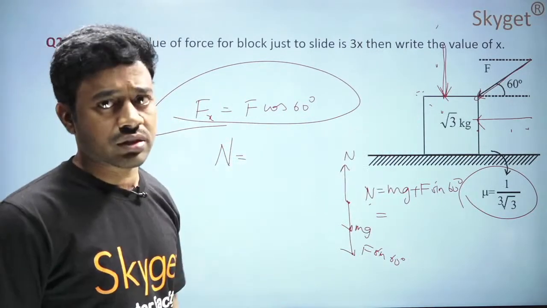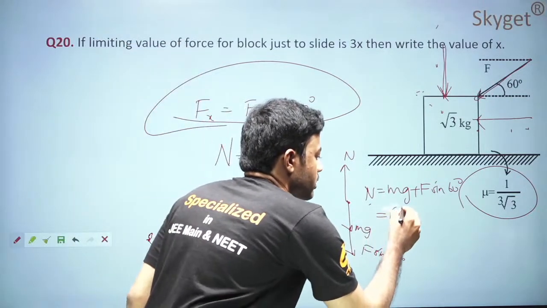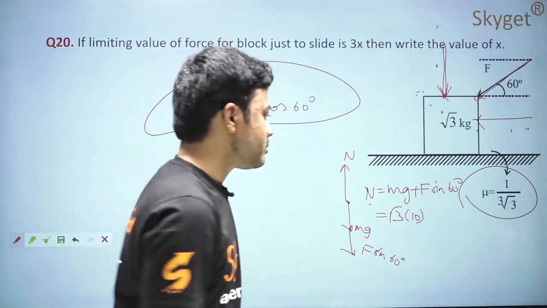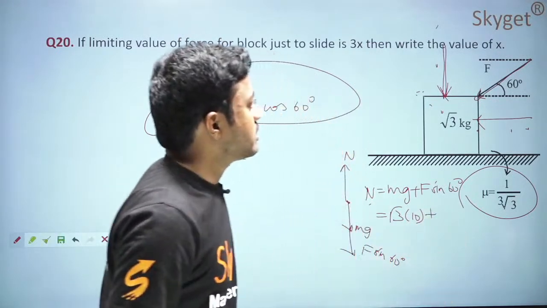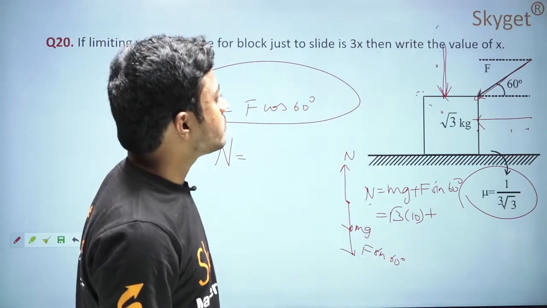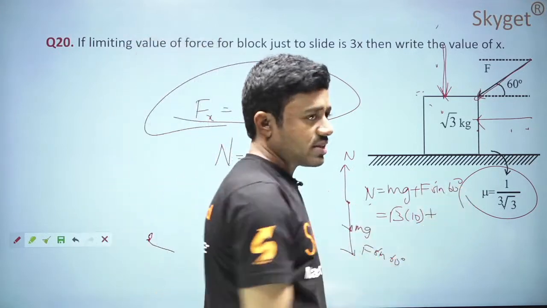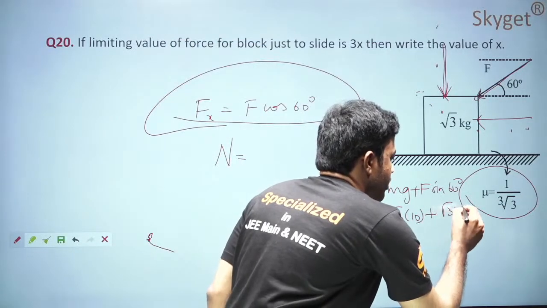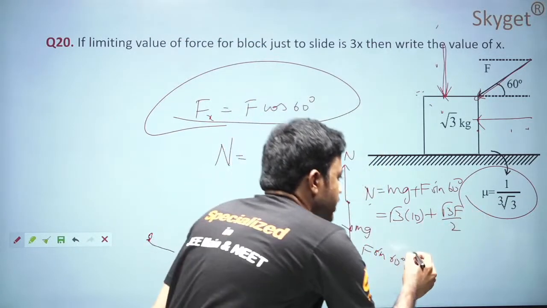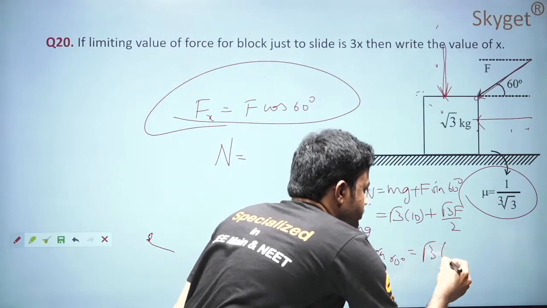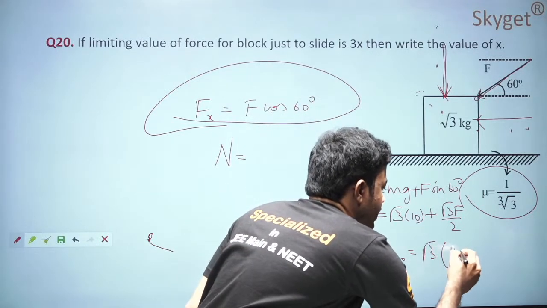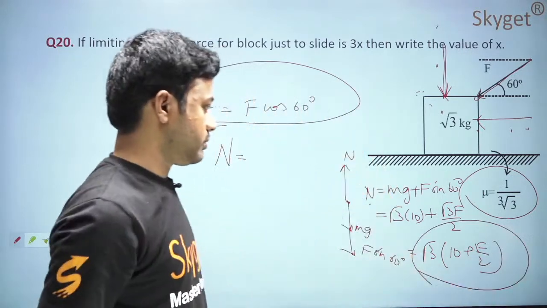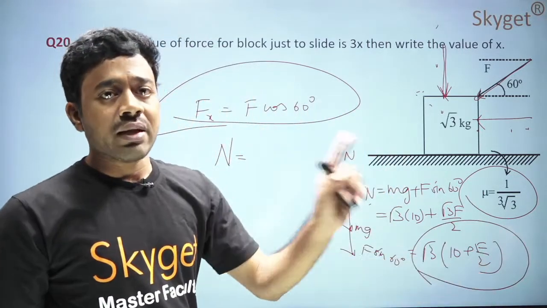He has given the mass, which is root 3 kg. So root 3 into g, let g be 10, plus F. Has he given the value of force? No. So take it as F sin 60. Sin 60 is root 3 by 2, so root 3 F by 2. Take root 3 as common in this: root 3 into (10 plus F by 2). This is the normal force.